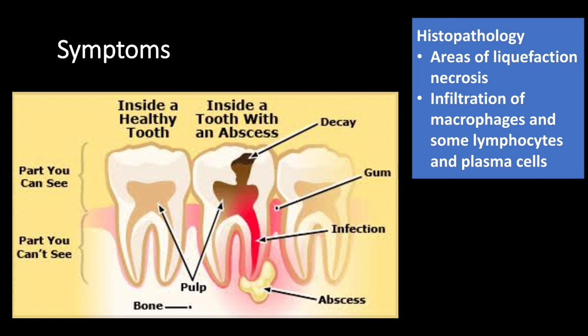Now what will be the symptoms? Initially the tooth may be tender on palpation. As inflammation progresses, the tooth gets elevated from its socket and becomes sensitive. The mucosa over the radicular area may appear red and swollen and is sensitive to palpation. If we see the histopathology of this condition, we can see an area of liquefaction necrosis and infiltration of macrophages and some lymphocytes and plasma cells, as our body's defense mechanism is in action.